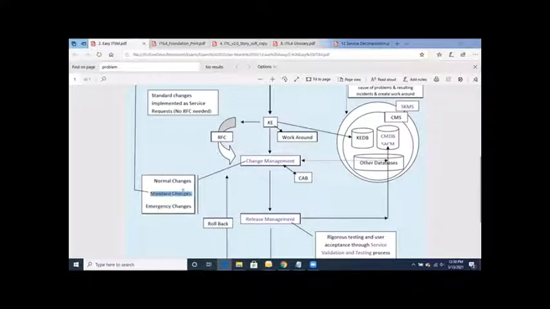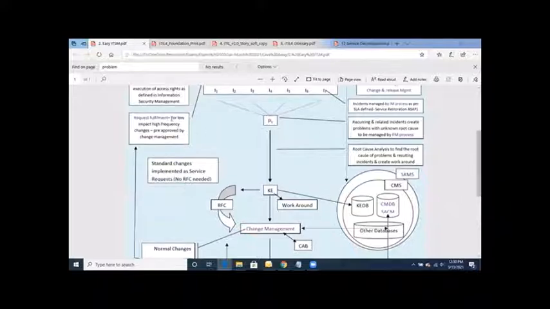Now comes the third one, which is a standard change. A standard change is something which is repeated again and again and again. So look at this. It says low impact and high frequency change.